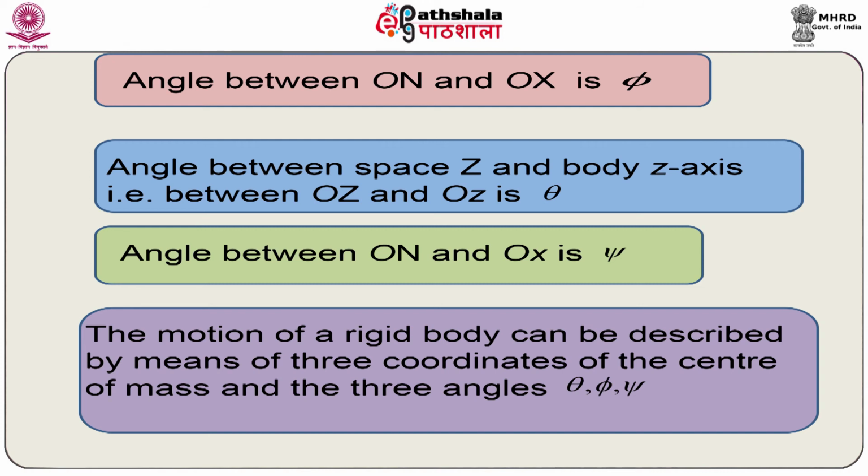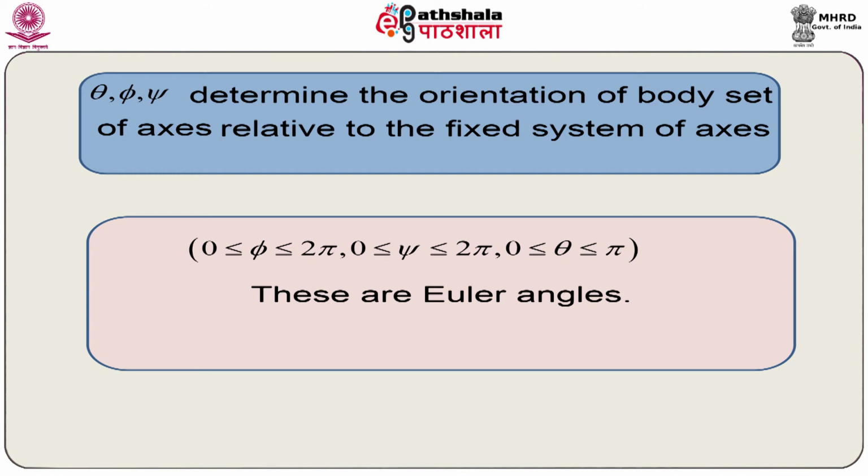The motion of a rigid body can be described by means of 3 coordinates of the center of mass and the 3 angles theta, phi and psi, which determine the orientation of the body set of axes O small x, O small y, O small z relative to the fixed system of axes O capital X, O capital Y, O capital Z. These angles, where phi lies between 0 and 2 pi, psi lies between 0 and 2 pi, theta lies between 0 and pi, are called Euler angles, and they represent 3 successive rotations which, when imparted to the fixed system O capital XYZ, will turn it and make it coincident with the body axis system O small xyz.